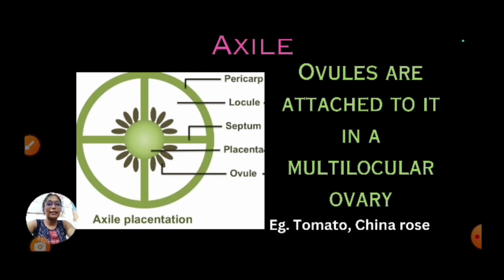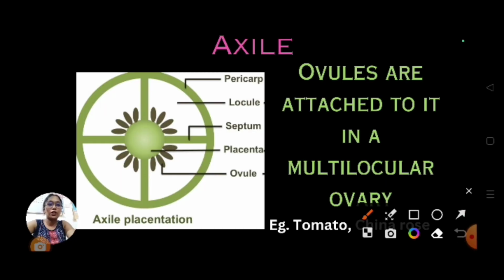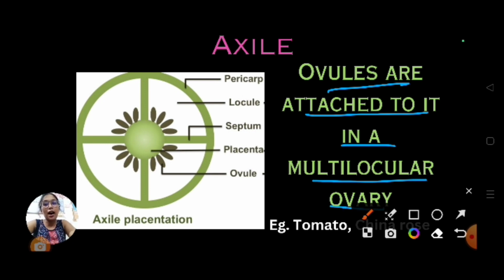Then moving on to the next slide, axial type of placentation. Here the ovules are attached in a multilocular ovary, means there are different locules present. But in the previous one, in marginal placentation, we got only one single locule. So here 1, 2, 3, 4. The locule is the chamber it is talking about. In pea we got only one chambered locule. Here we are getting 4 chambered, and ovules are embedded in it.